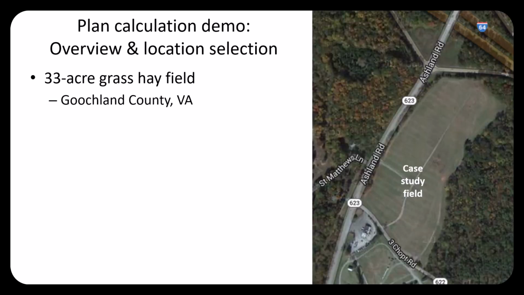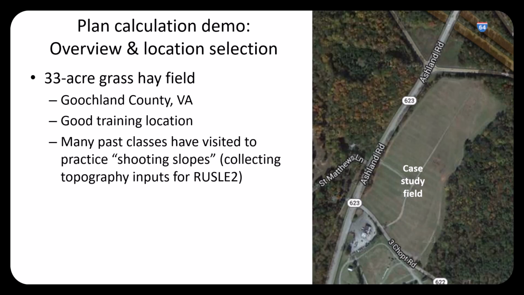Here's an overview of the scenario we're going to model in our upcoming RUSLE2 demonstration. We've got a 33-acre grass hay field, as shown here, in Goochland County, Virginia. It's a good training location because it's pretty close to our state office in Richmond. And many past classes have visited this site to practice shooting slopes, which is what we call collecting topography inputs for RUSLE2, so we know a lot about the field.